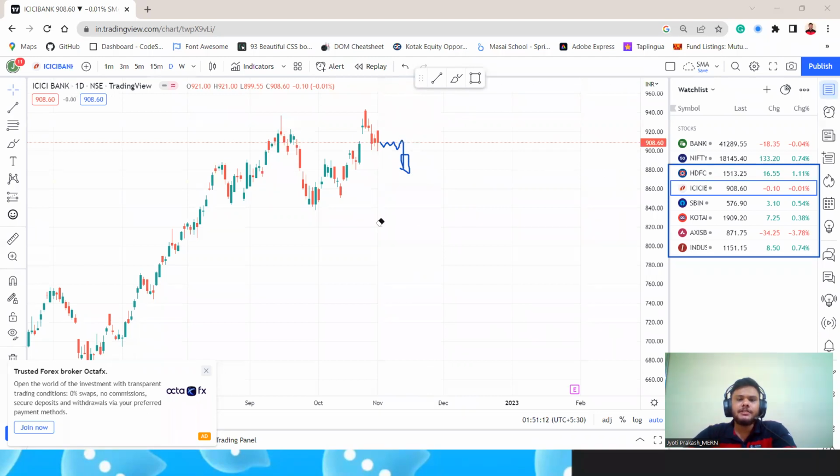For buying, it needs to close above 920. After that, you can take it for buying. But for double confirmation, if it closes above 925 in between one or two days, then you can take it for buying with a large quantity.